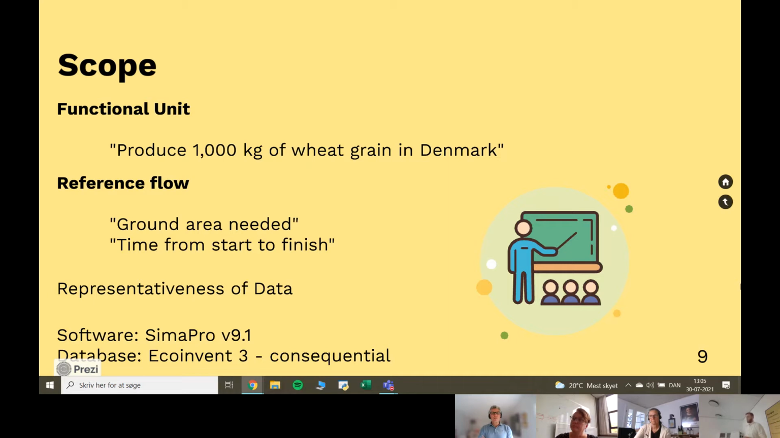For the data, we have some requirements. For the temporal aspect, we are in current time, 2021. For the geographical, we are in Denmark, and the technology we use is state of the art, and that should be reflected in the processes chosen throughout the model.